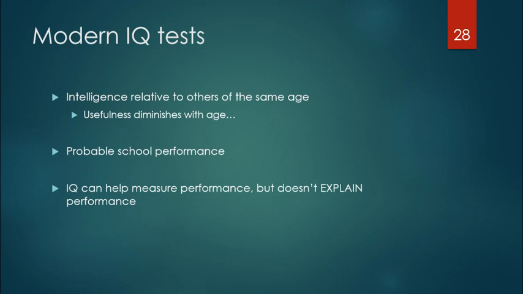Now, it's really important to note here that an IQ score can help measure performance, but it can't explain that performance. And that is what the whole field of intelligence research is trying to do. They're trying to explain why certain people get certain scores on an IQ test. And we don't really have a totally satisfactory answer for that yet.